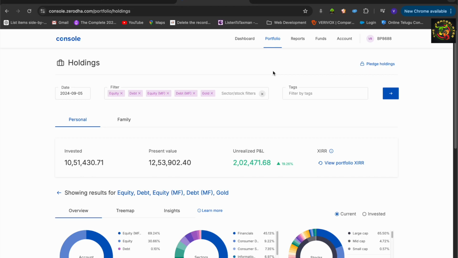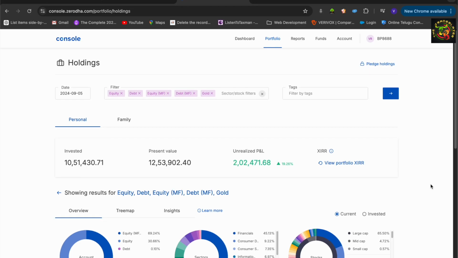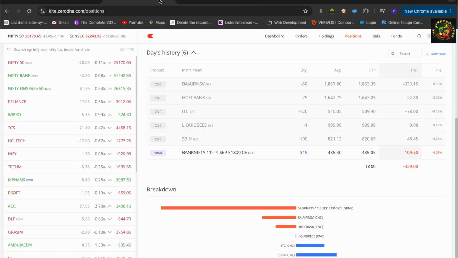And also, I have closed all my swing positions, and I made a profit of around 2 lakhs in the swing trades. So you can see all those positions running over here, don't worry about that, and you can see only the Bank Nifty trade which is running in the other account as well in Zerodha.